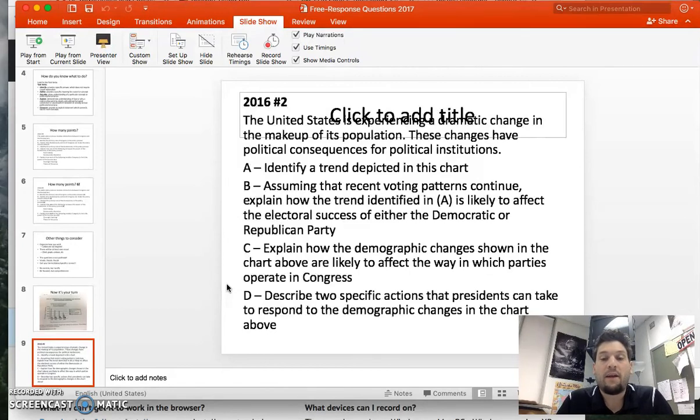C, explain how the demographic changes shown in the chart above are likely to affect the way in which parties operate in Congress. And D, describe 2 specific actions that presidents can take to respond to the demographic changes in the chart. Get a piece of lined paper, answer the question, organize it how you want, be concise, use the tools around you, think about how many things you have to do, and you'll be in great shape.